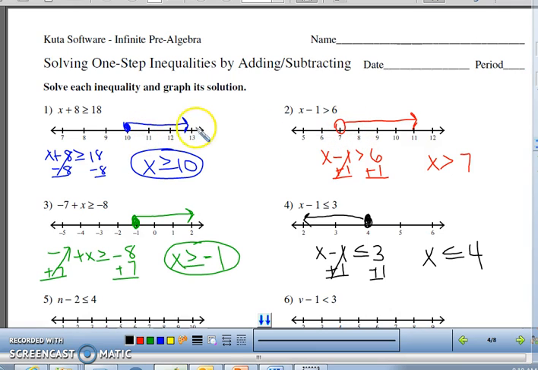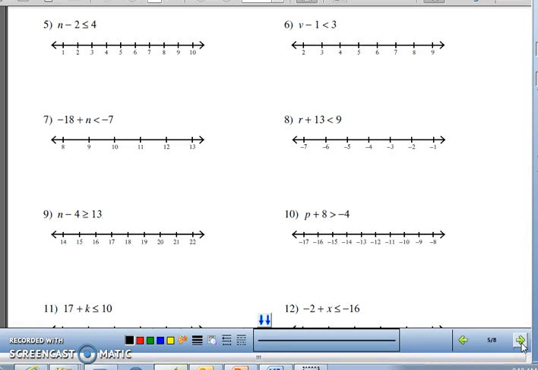Also, some of you are asking about the arrows. So remember, you plug in the numbers next to it and see which one makes sense. So 9 is not greater than or equal to 10. But 11 is greater than or equal to 10, so we point it toward the 11. Over here, 6 is not greater than 7, but 8 is greater than 7, so that's why it goes towards the 8.